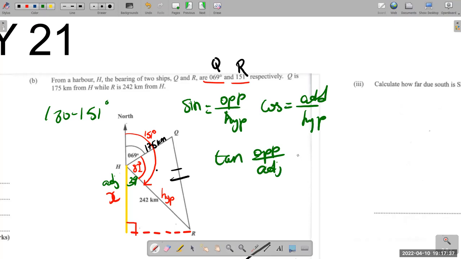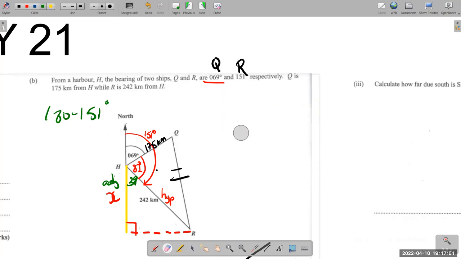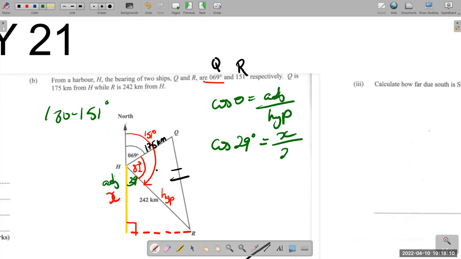Everybody see that? So once you're dealing with hypotenuse, it's either sine or cos. If opposite is on the top, you know it's sine. If it's adjacent, you know it's cos. So we know we're using who? We're using cos. There we go. I will just write it out first. Cos theta is equal to adjacent over what? Hypotenuse. So you substitute: cos 29 equals x over the hypotenuse, which is 242.